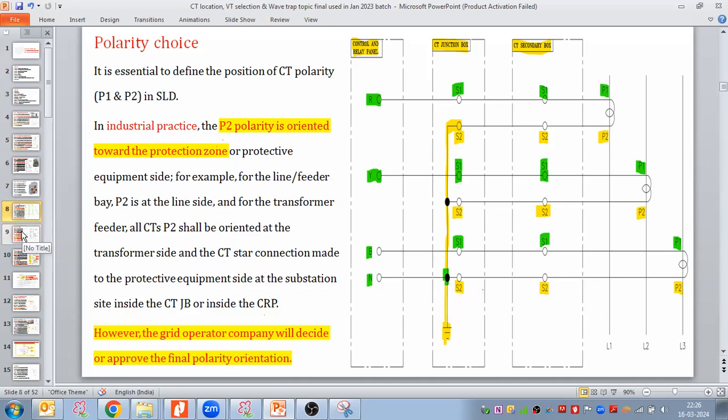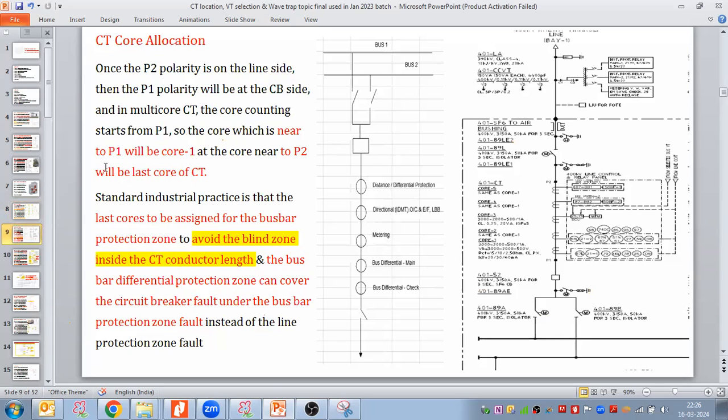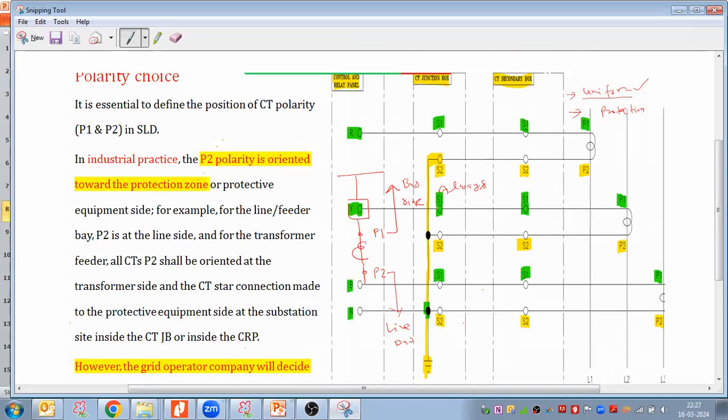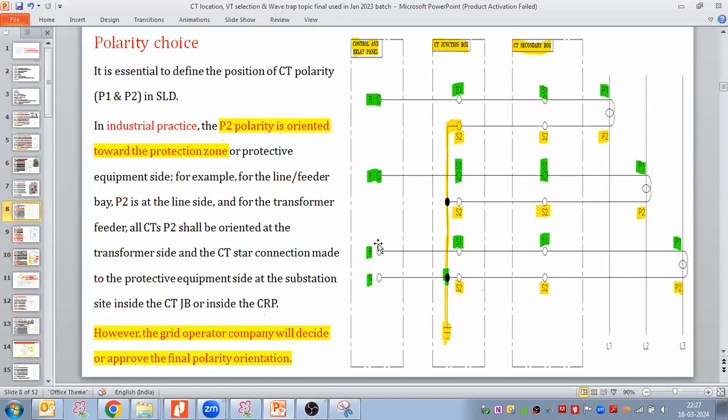Sir, I have a doubt. The CT polarity also depends on the current direction, because I heard from someone that CT polarity P1 is placed on the source side from where the current is coming. Yes, the same we discussed: P1 on the source side. Source is bus, right? Basically it is based on the current direction. Yes.